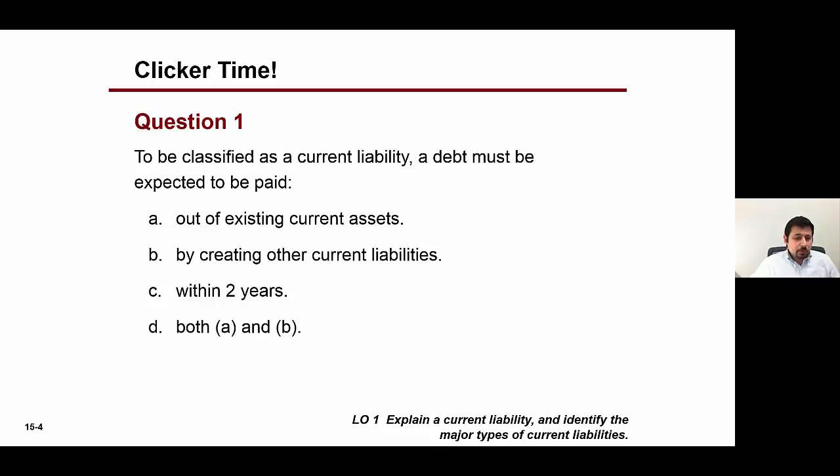So in order for a liability to be classified as current, the debt must be expected to be paid out of existing current assets, by creating other current liabilities, within 2 years, or A and B. The answer is, of course, D, which includes A and B, because they could be paid out of existing current assets, or by creating current liabilities, and they have to be paid within 1 year and not within 2 years.